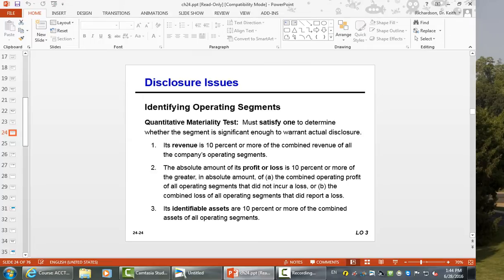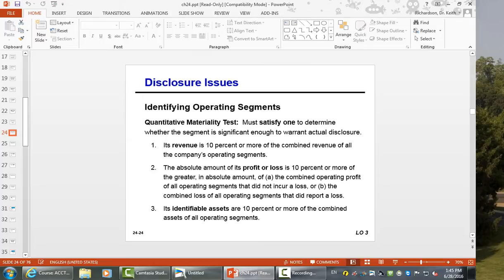You must satisfy one of these to determine whether it's a segment. The revenue is 10% or more of combined revenue. The absolute amount of its profit or loss is 10% or more of the greater, in absolute amount, of the combined operating profit of all operating segments that did not incur a loss, or the combined loss of all of them that did report a loss. So you add together all the losses and all the gains, and you see if this segment is 10% or more of either of them, if you want absolute values.